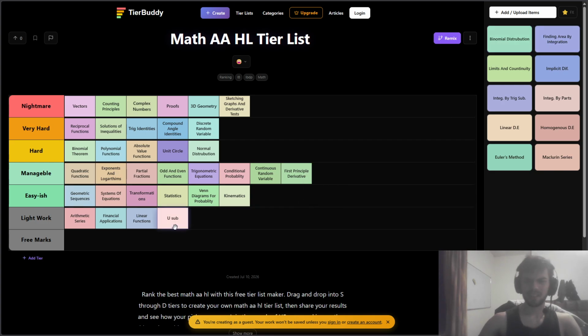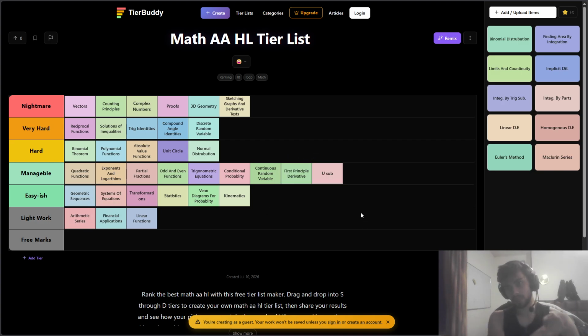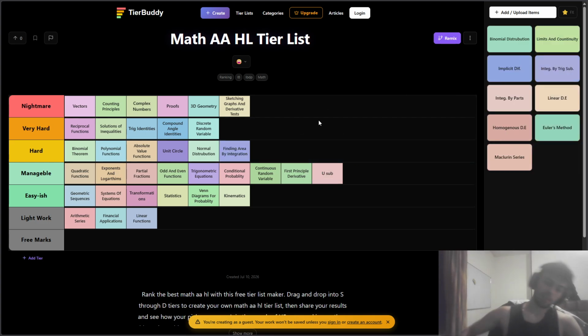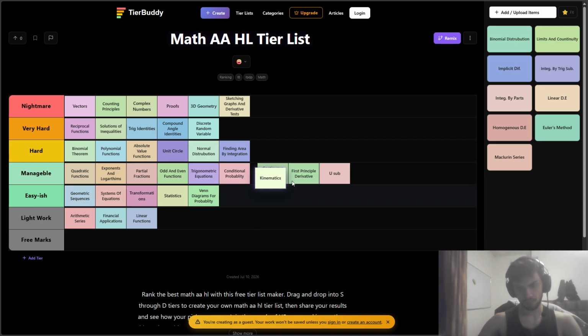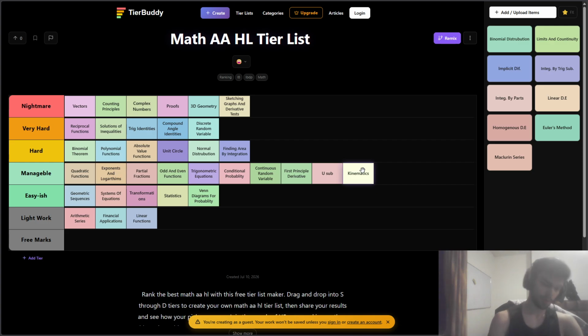Yeah, it's manageable now. I'm probably going to get hate for this, but finding area by integration. This is hard because sometimes, you know what, I'm going to bump up kinematics to manageable because you have to actually be aware of when the particle is moving, or when's the initial point, and displacement and distance. Then you have some questions with differential equations.